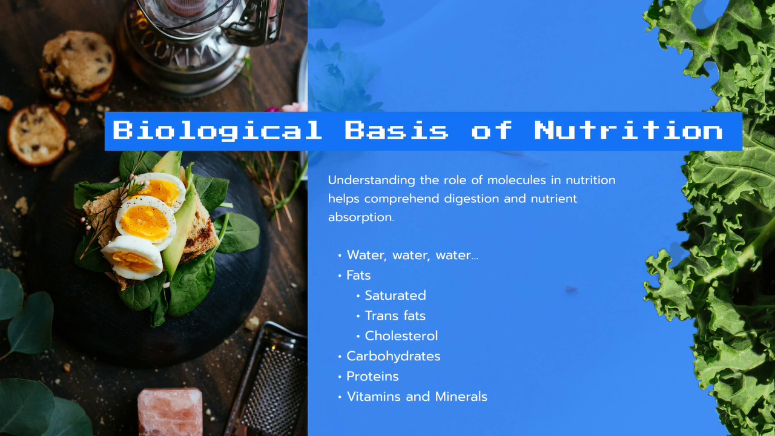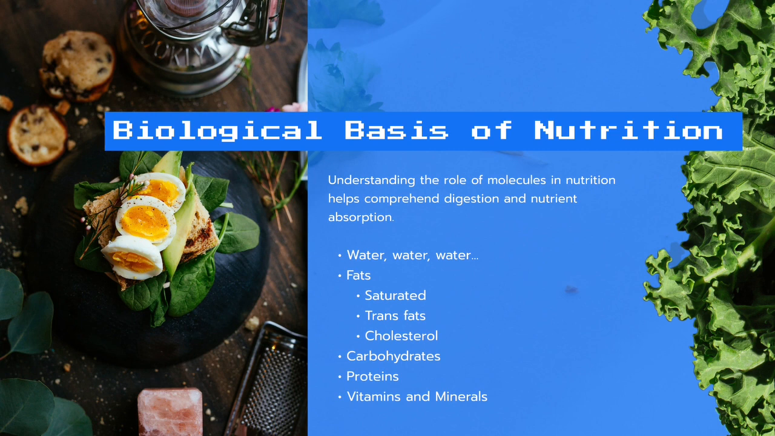But next come fats. Saturated fats, trans fats, and cholesterol are all printed on the nutrition labels. If you pick up something near you that has a food label on it, you'll see them very clearly marked. Then come carbohydrates, proteins, and then vitamins, minerals, and other micronutrients.